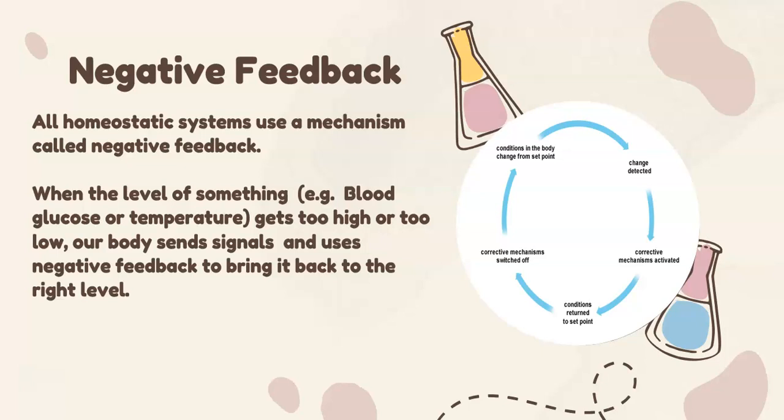And of course, that happens because the body is first able to detect the deviation from the normal and then interpret that deviation and come up with the right response that will in turn restore the normal within the body. So this is the negative feedback mechanism.